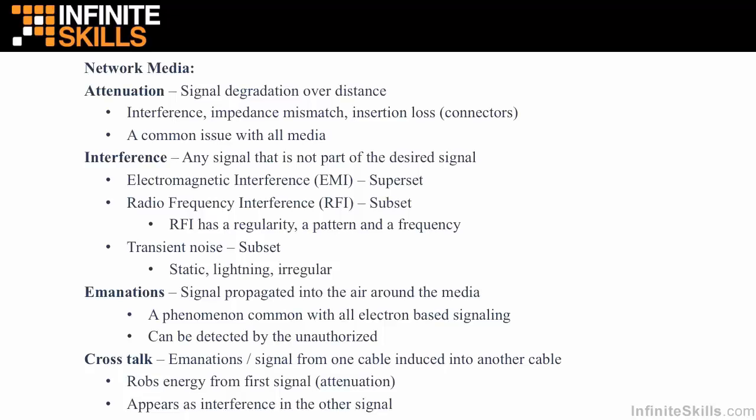Now, this attenuation is due to several different types of phenomena. The first one is called interference. This would be some sort of induced signal due to emanations from some other source. It might be a radio tower. It might be a wireless network. It might be a microwave oven that somebody's using in the break room. But electromagnetic interference in the air, it's all around us, is a source of interference.